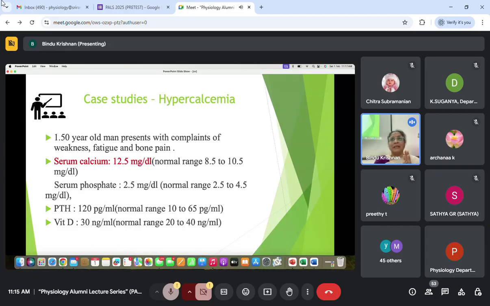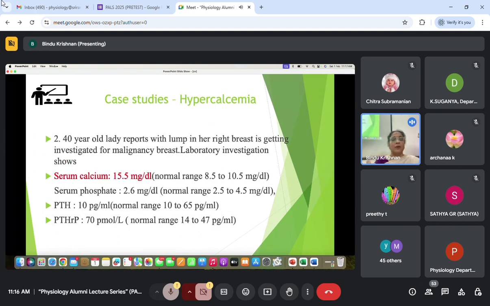So now hypercalcemia, two scenarios. One, 50-year-old man presents with complaints of weakness, fatigue, and bone pain. Here you can see the level of serum calcium, which is definitely above the normal range. And you can see the level of PTH also being high here. Vitamin D is within the normal range.